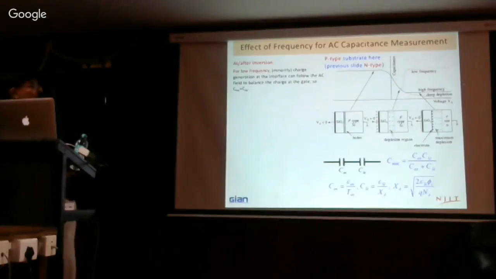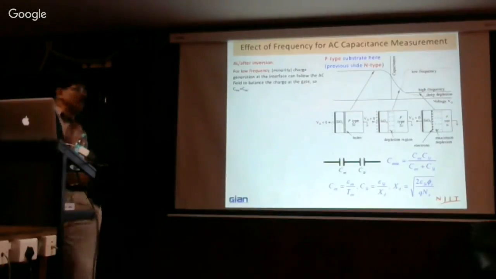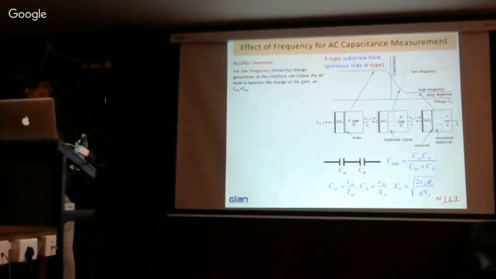What is the minority charge in this? This is electrons. For low frequency, they are actually pulled from the substrate. That's why they follow the low frequency. Actually, they follow the AC signal. That's why you see the C inversion will be similar to Cox. This is actually Cox. And now this is the combination of the Cox and CD, the depletion capacitance.